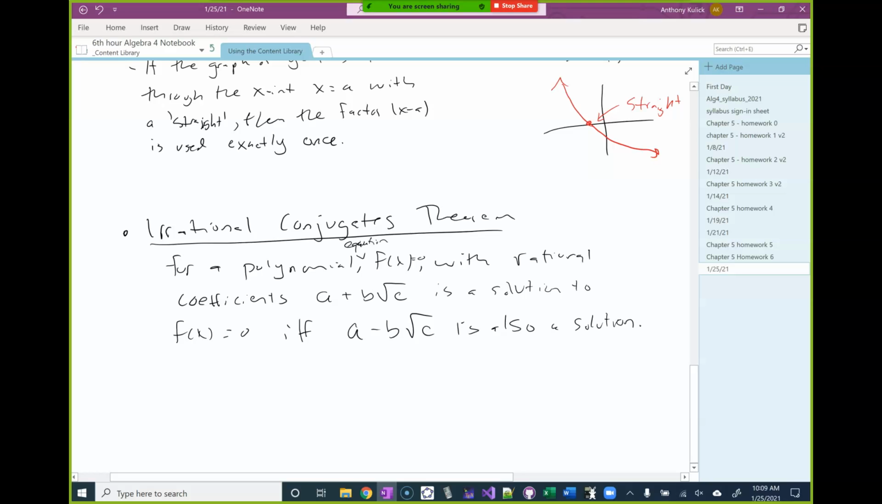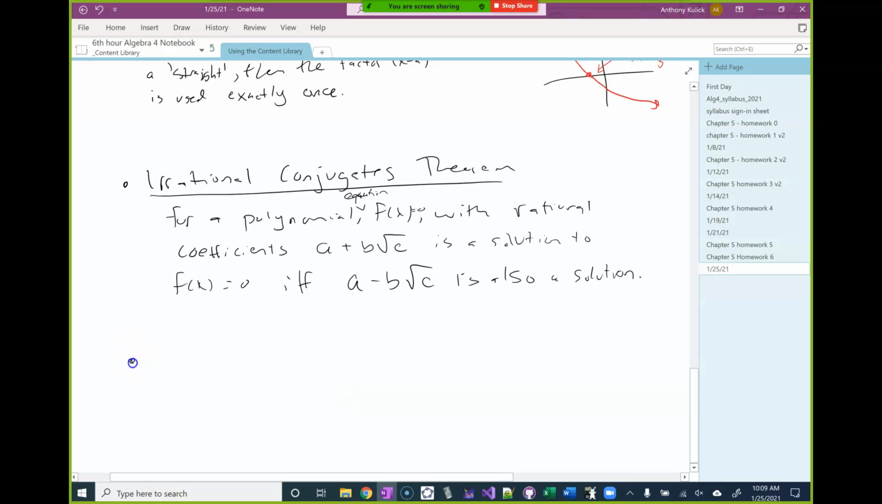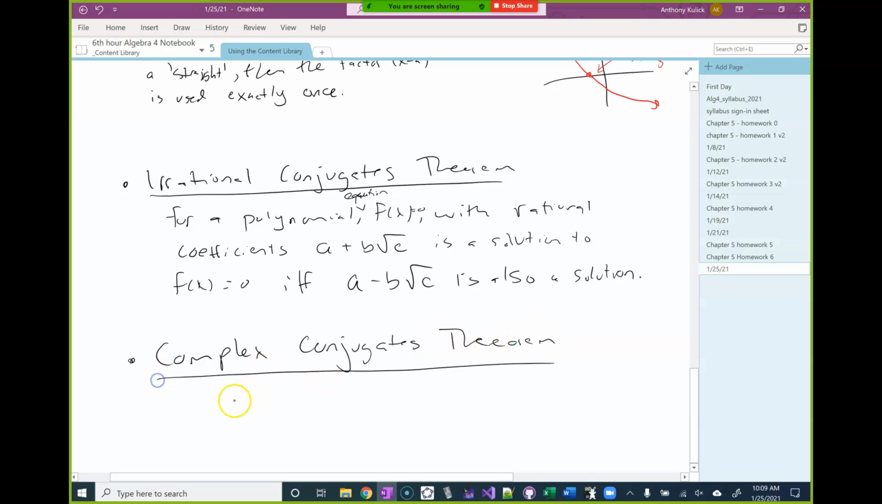And the last theorem that we're going to add today is called the complex conjugates theorem. And this says something similar. So it says for a polynomial f of x with real coefficients, a solution, a minus bi is also a solution.